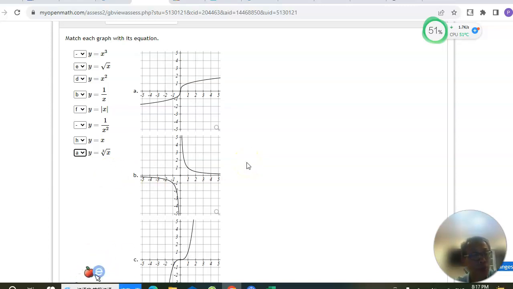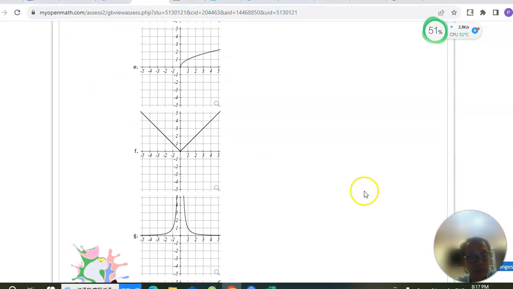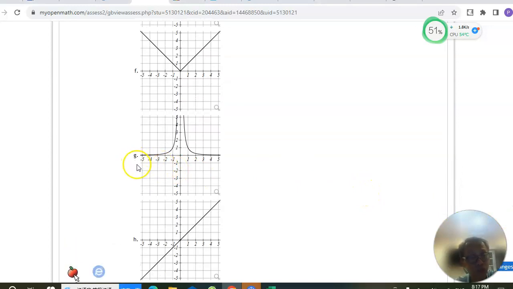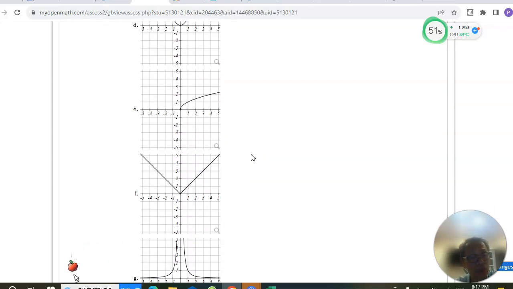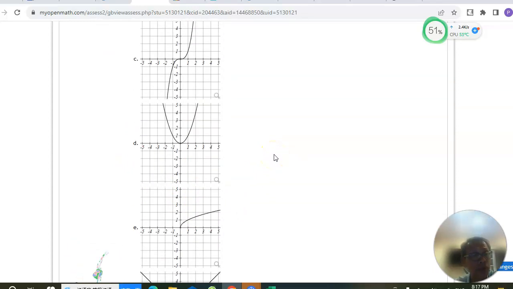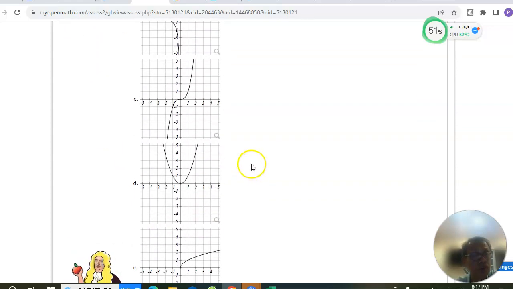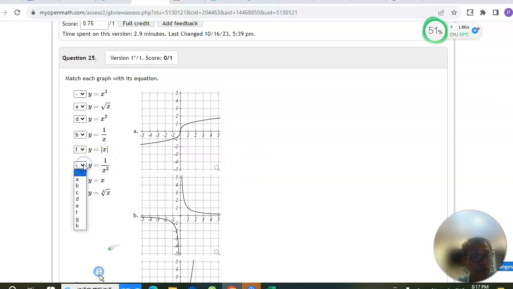Now, what about 1 over x squared? 1 over x squared is always greater than or equal to 0. So that's graph G. When x becomes bigger, y approaches 0. When x becomes smaller, from the positive side, it becomes huge. So this is 1 over x squared. So graph G is y equals 1 over x squared.